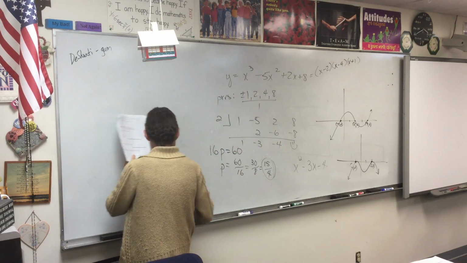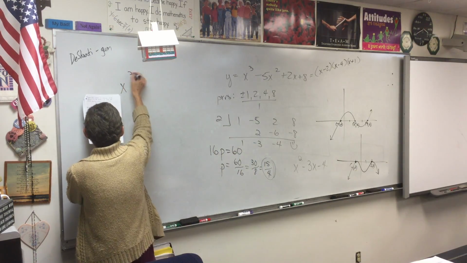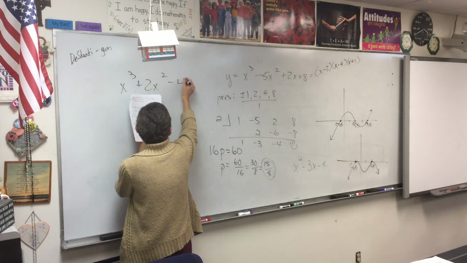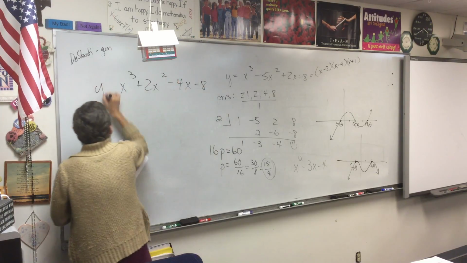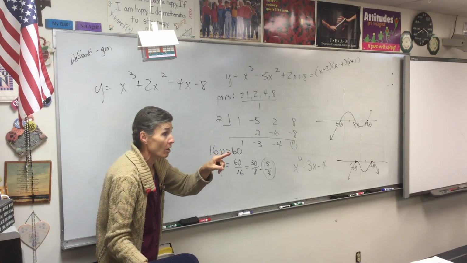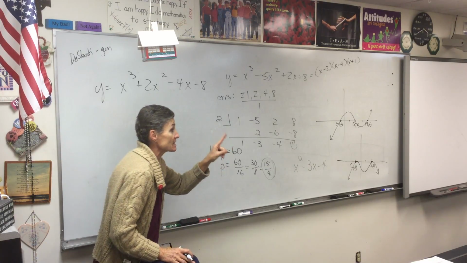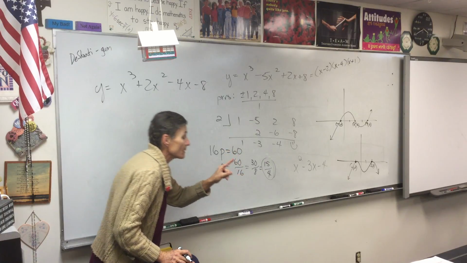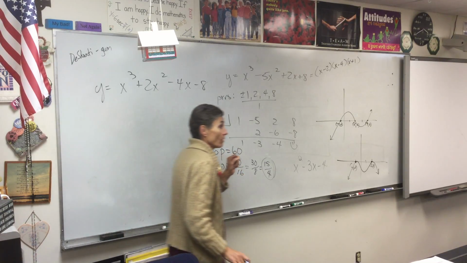Nobody leaves. Yes. So we have x cubed plus 2x squared minus 4x minus 6. Now, notice I didn't ask you for the PRRs because this one groups. If you want to do the PRRs, you can.